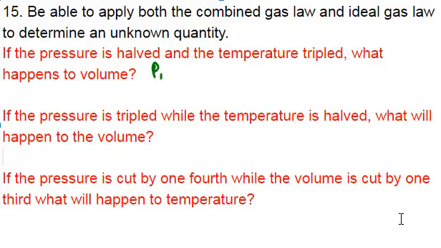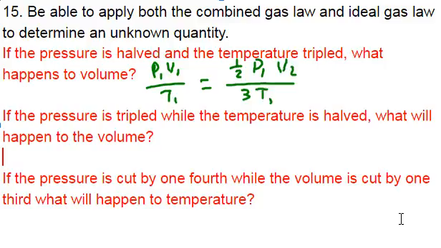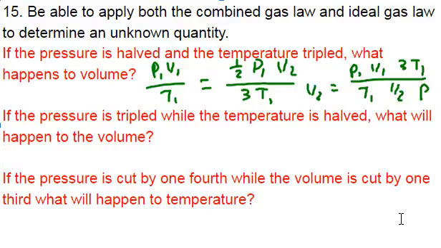So we're looking at P1 times V1 over T1. And in my second situation, P1 has become 1/2, T1 has become 3 times, and I want to know what happens to V2. So if I rearrange this equation, V2 is equal to P1 times V1 times 3T1. I get that when I cross multiply. And then I divide by T1 and 1/2 P1.